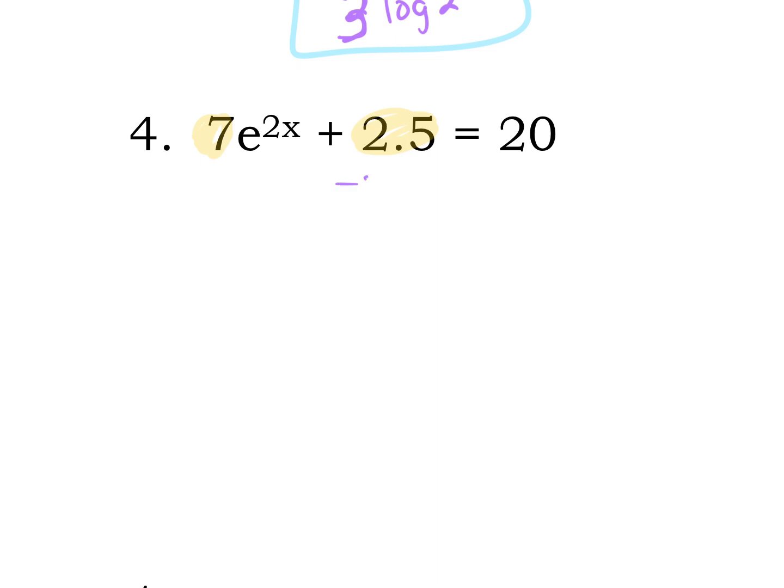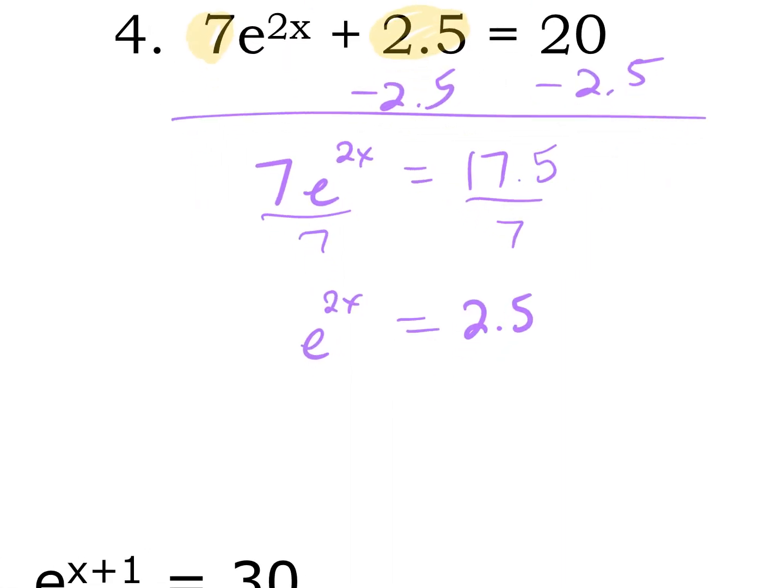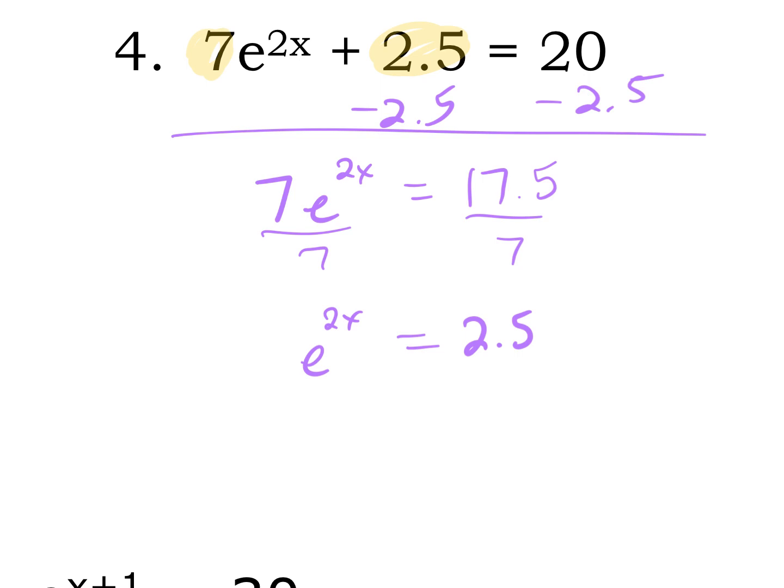Subtract the 2.5. Yep, okay, so let's subtract the 2.5. So that gives us 17.5, and then what? Divide by 7. Okay. All right, so we have e to the 2x is equal to, what is that equal to? I'm looking, 2.5.